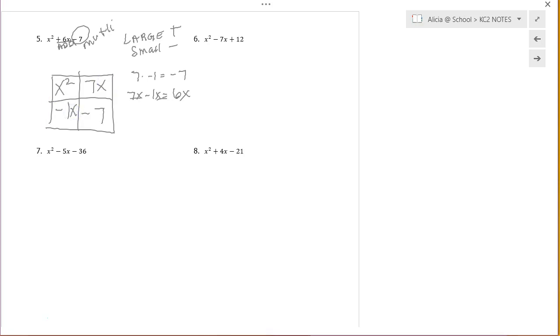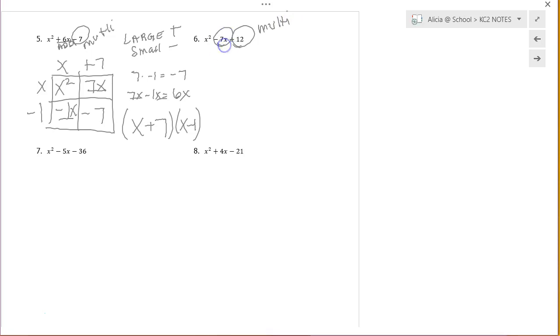I have to figure out what my factors are. So this is going to be x times x gives me x squared. X times a positive 7 gives me a positive 7x. X times a negative 1 gives me a negative 1x. And negative 1 times a positive 7 is a negative 7. So my factors, x plus 7 times x minus 1. Go ahead and move on to 6. I'm multiplying to 12.